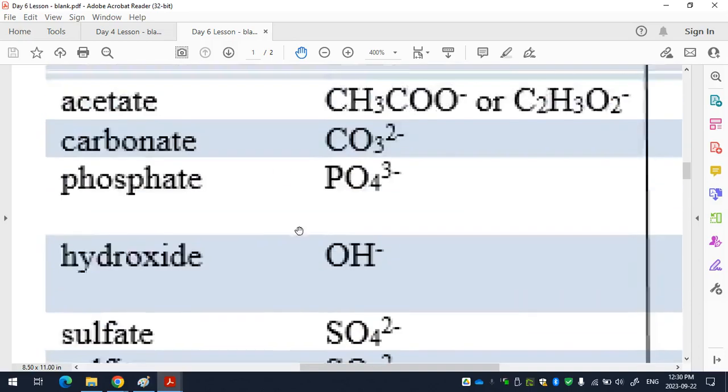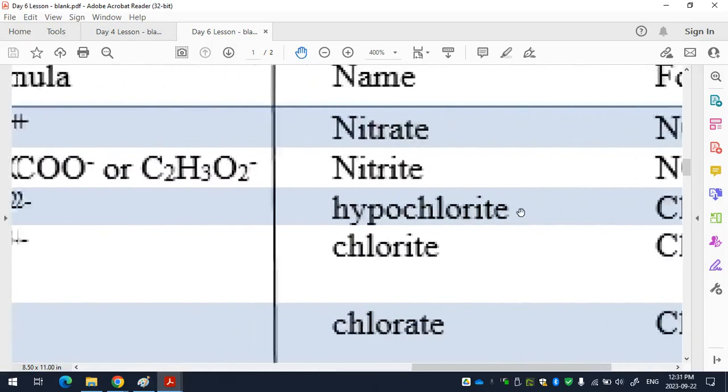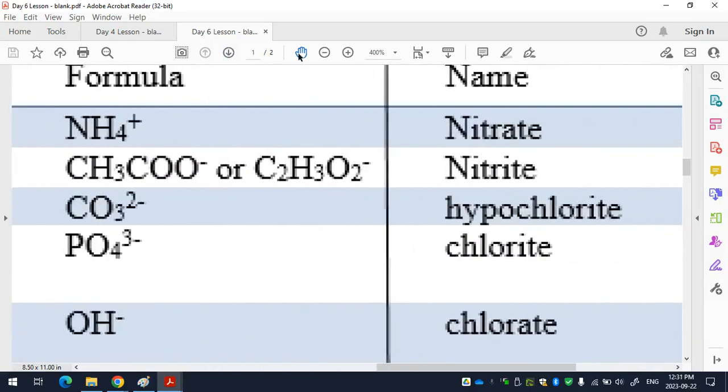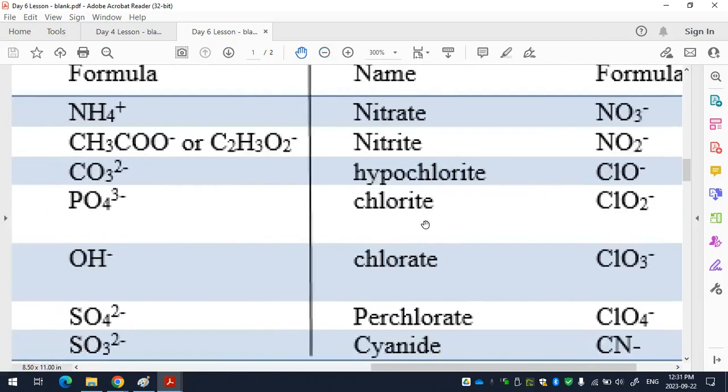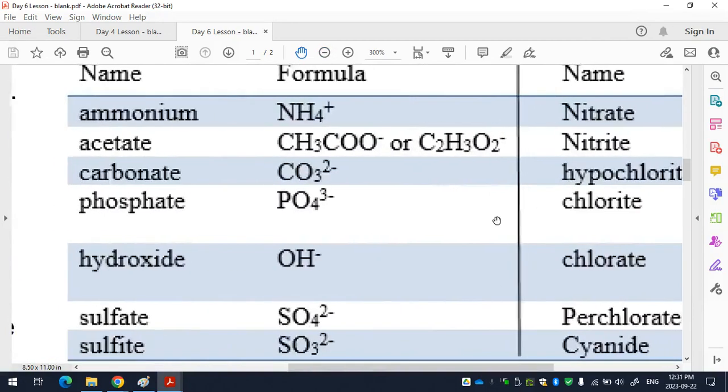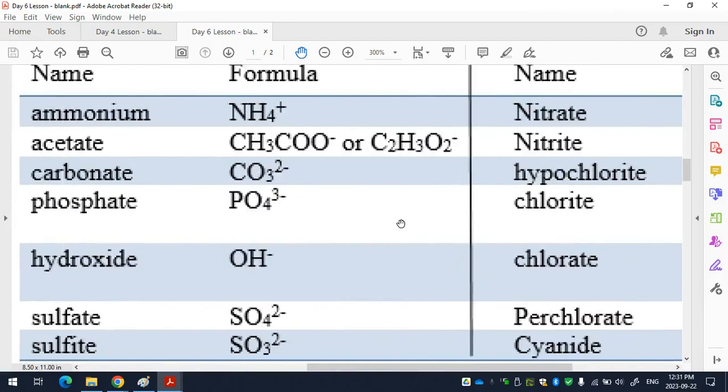So where is carbonate? Can someone tell me where? Where's carbonate? We need carbonate. Can someone see it? Where is it? CO.